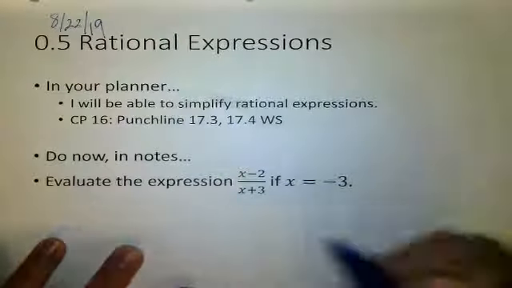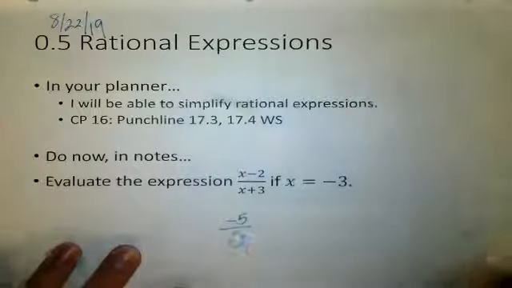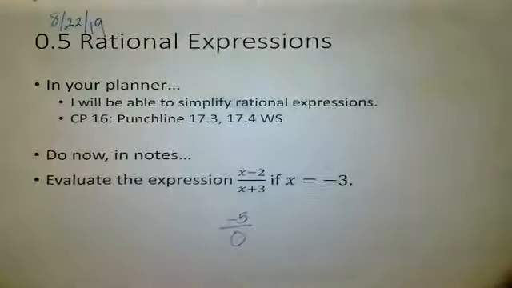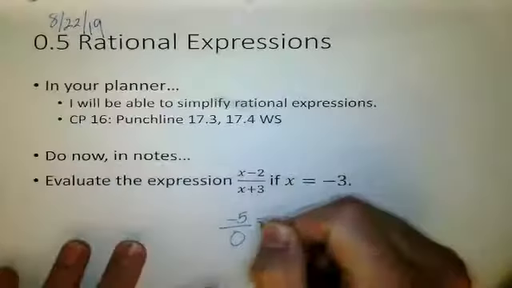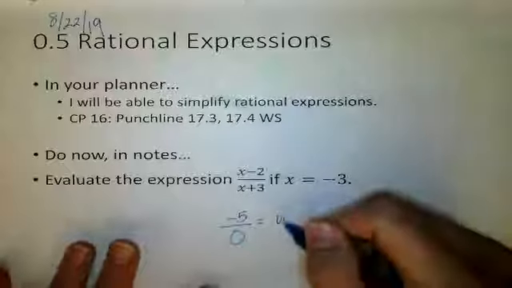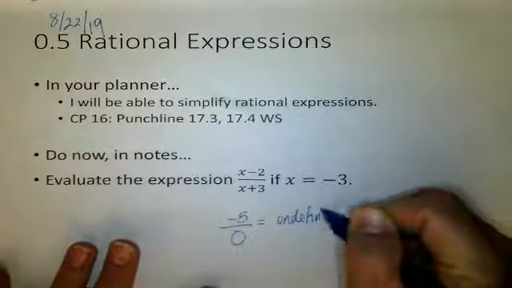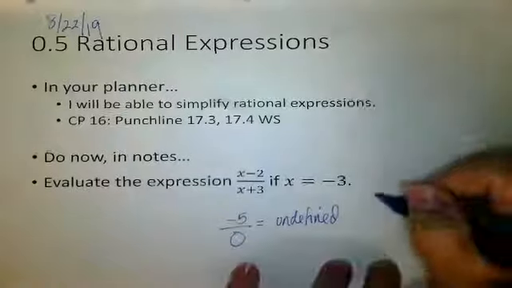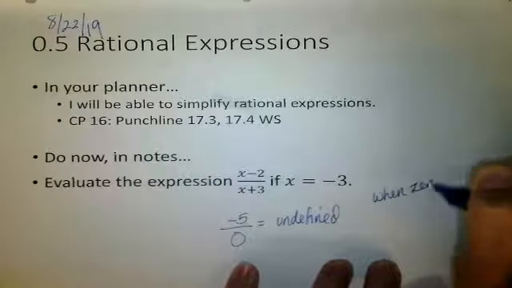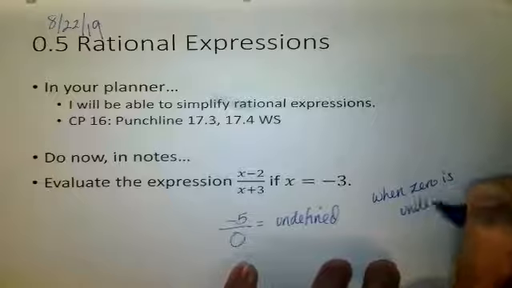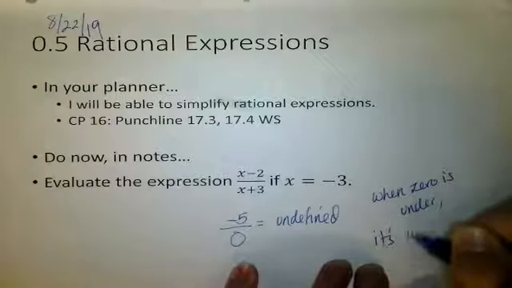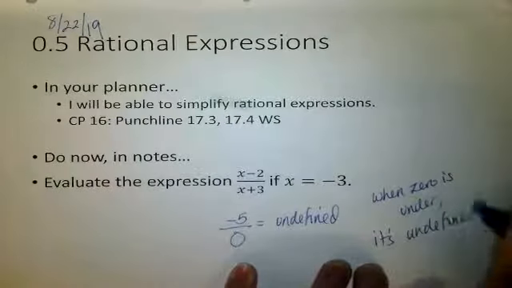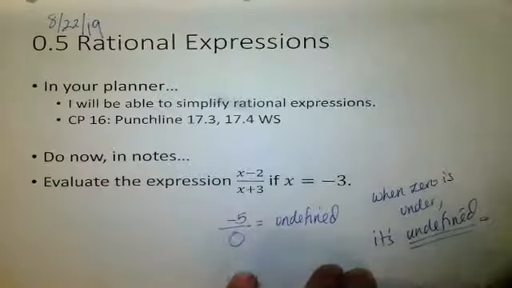I got -5 over 0. -5 over 0. Good. I heard no solution, which is not, shall we say, incorrect necessarily, but I have a different word I want you to use. Undefined. Okay, undefined. Here's the saying, ladies and gentlemen. When the 0 is under, it's undefined. Okay? When the 0 is under, it's undefined.